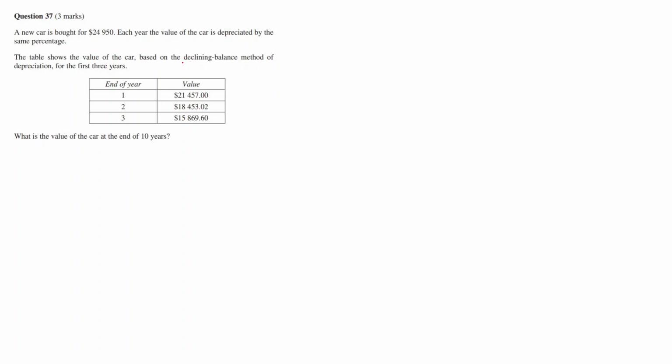So we need to use the declining balance method, and using that method we can use any of the values to work out what the rate of depreciation is. So in this case, if I use the value after the first year end, the formula would be the value at time 0, which is what it's bought for, multiplied by (1 minus r), this is the depreciation, to the power of n, the number of years. In this case, the number of years is 1, and that is equal to 21,457. So if you solve this equation, you're going to get r is equal to 14%, right?